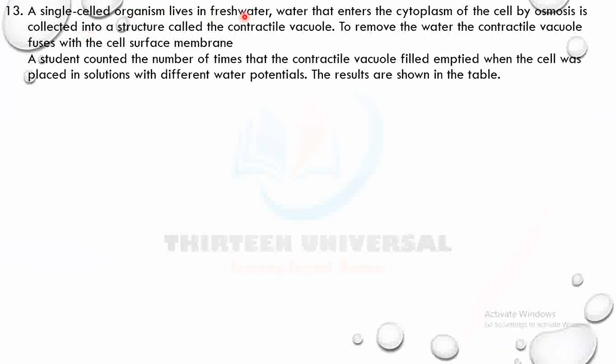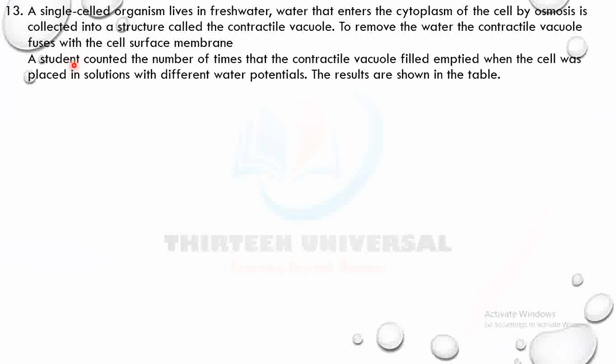A single cell organism lives in fresh water. Water enters the cytoplasm of the cell by osmosis and is collected into a structure called the contractile vacuole. The contractile vacuole helps to move water out of this single cell organism that lives in fresh water. Fresh water has less solute, so water keeps moving in. To remove the water, the contractile vacuole works with the cell surface membrane.